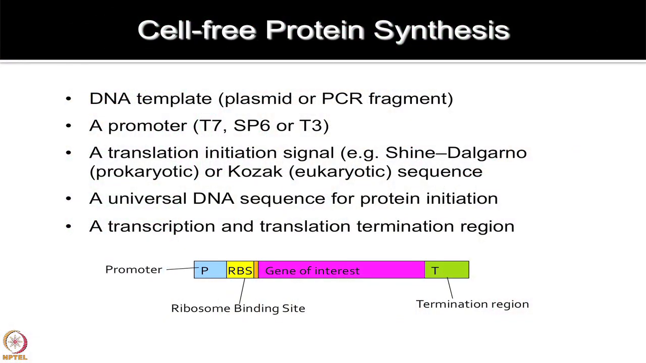When you want to do cell-free protein synthesis, you have to have a DNA template, the plasmid or the PCR fragment of interest, which is linked to a promoter, which is a T7, SP6 or T3 promoter. A translation initiation signal, as you can see on the slide, will either be a Shine-Dalgarno prokaryotic sequence or a Kozak sequence in the case of eukaryotes. And a universal DNA sequence for the protein initiation and the transcription and translation termination region.